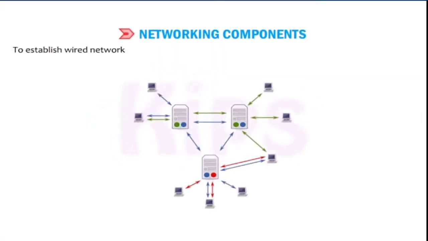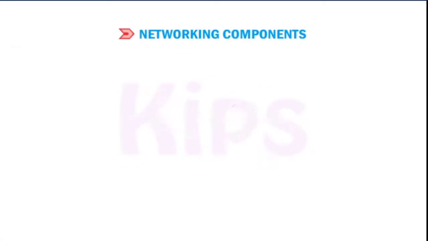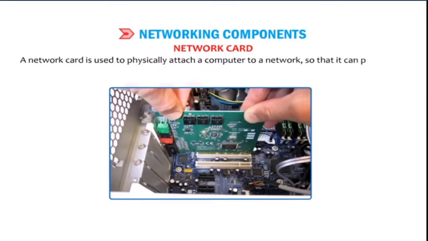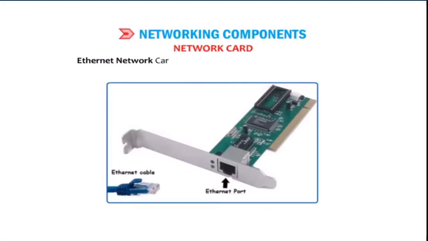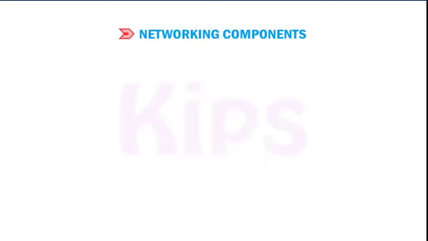Students, let's talk about networking components. To establish wired networking in a group of computers, you require some additional components that are as follows. Network card. A network card is used to physically attach a computer to a network so that it can participate in network communication. Ethernet network card is most commonly used network card. Nowadays, most computer motherboards come with an inbuilt network card.